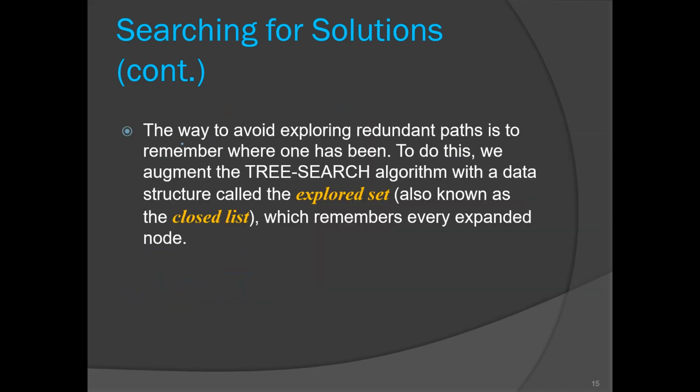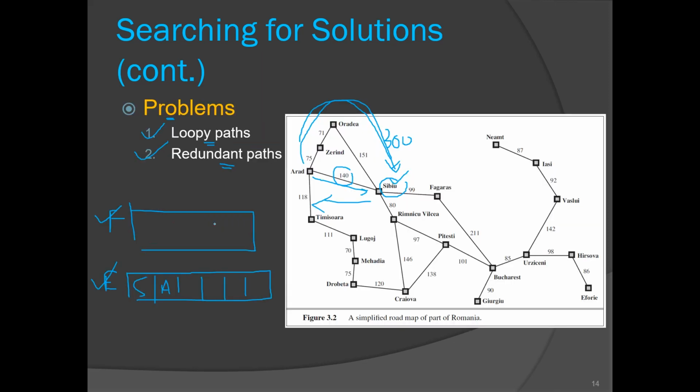The way to avoid exploring redundant paths is to remember where one has been. To do this, we augment the tree search. So the first algorithm is the tree search algorithm with the data structure called explored set, also known as a closed list, which remembers every expanded node. So once you expand any node, we will remove it from the frontier and we will add that to the explored set. So this is how we are going to solve that problem.